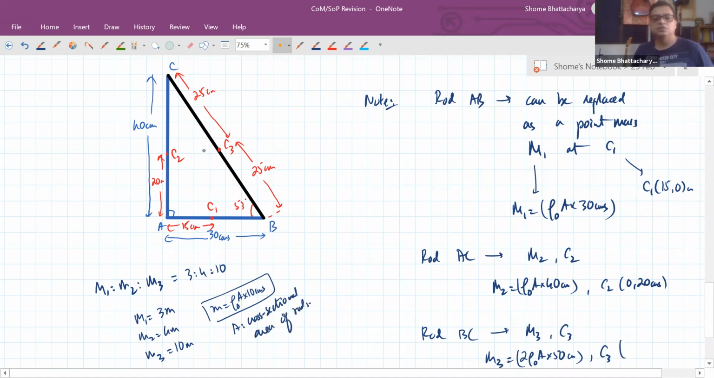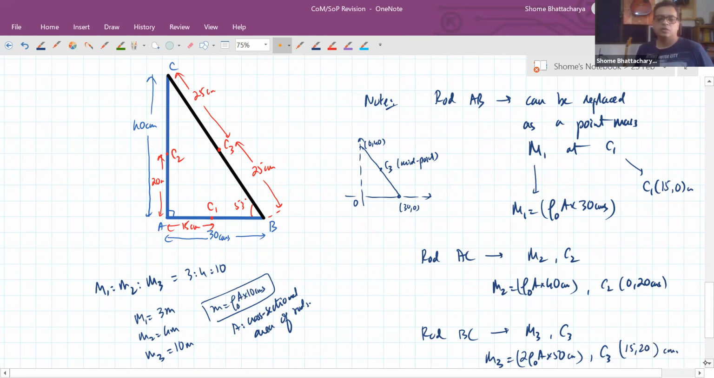Now let's come to C3's position. So C3's position, as you can see, will be like this: if we take A as our origin, then C3 is the midpoint of BC. So B is 30, 0, and C is 0, 40. So C3 is the midpoint, so it will be 15, 20 centimeters.